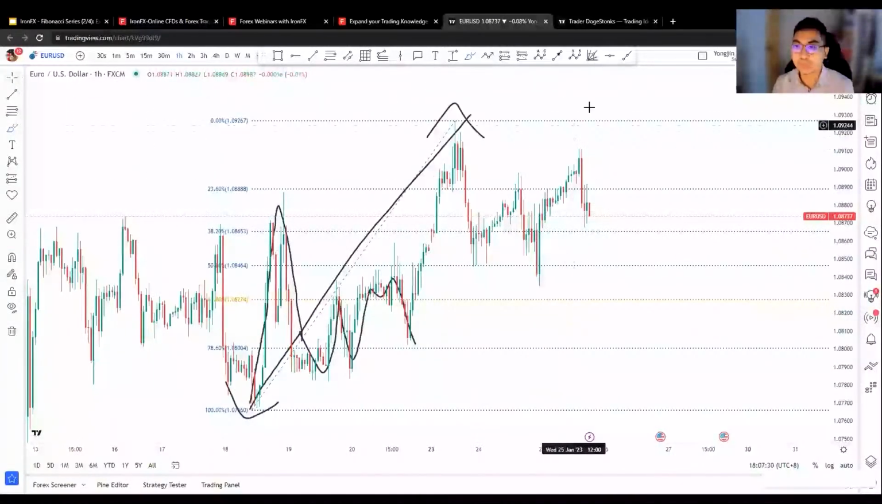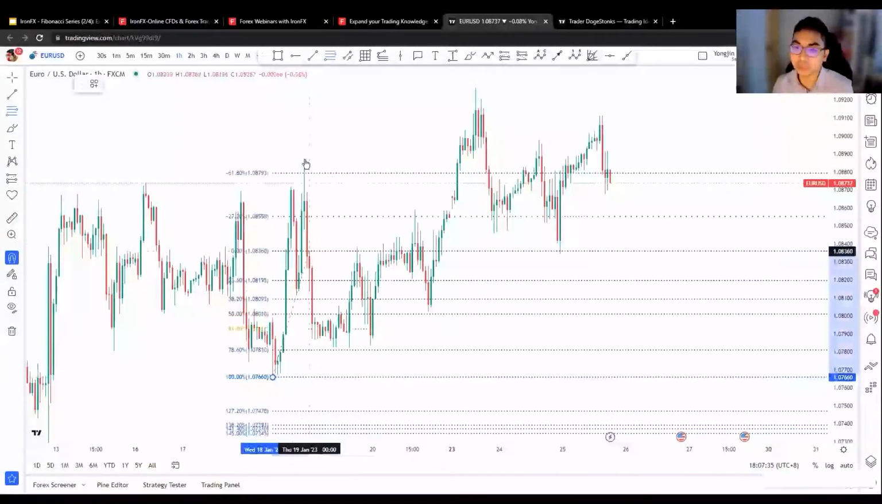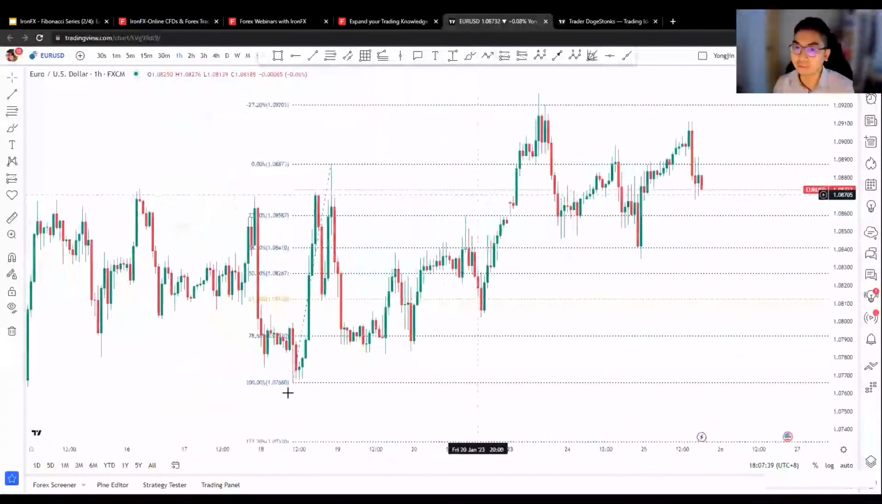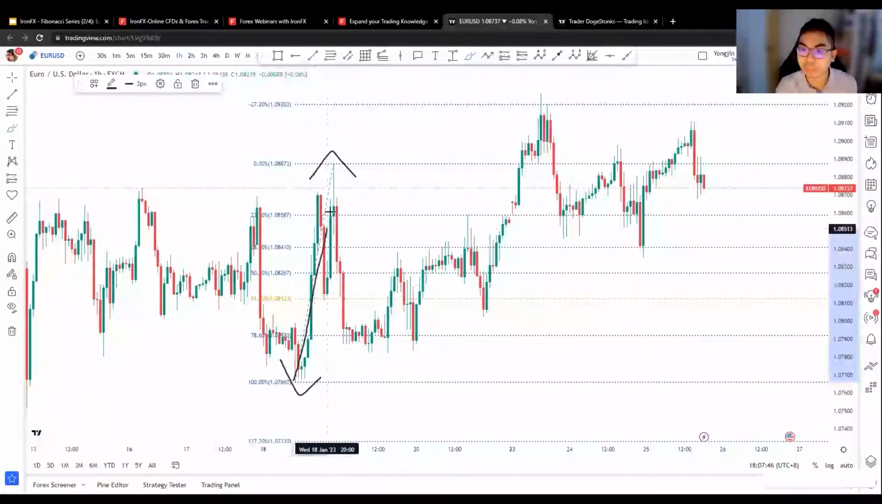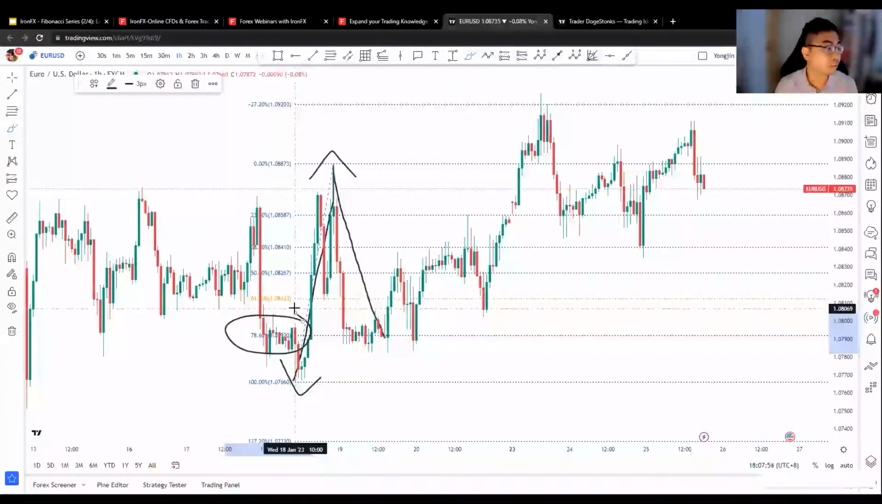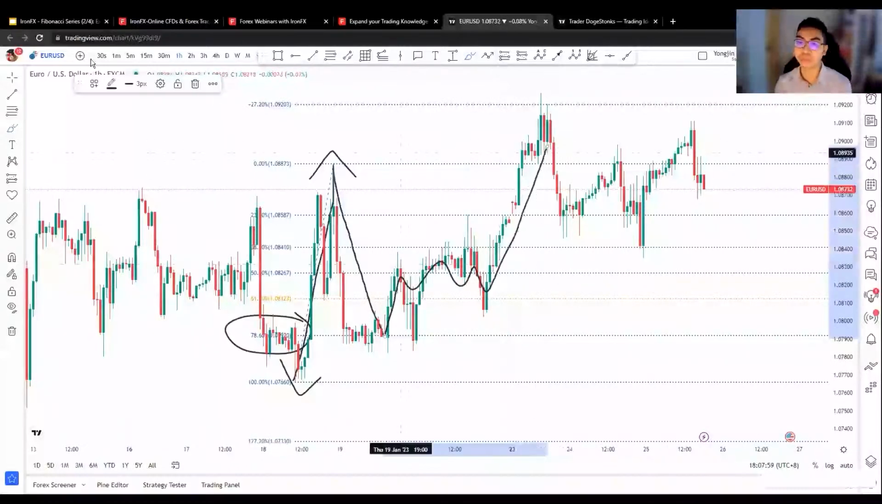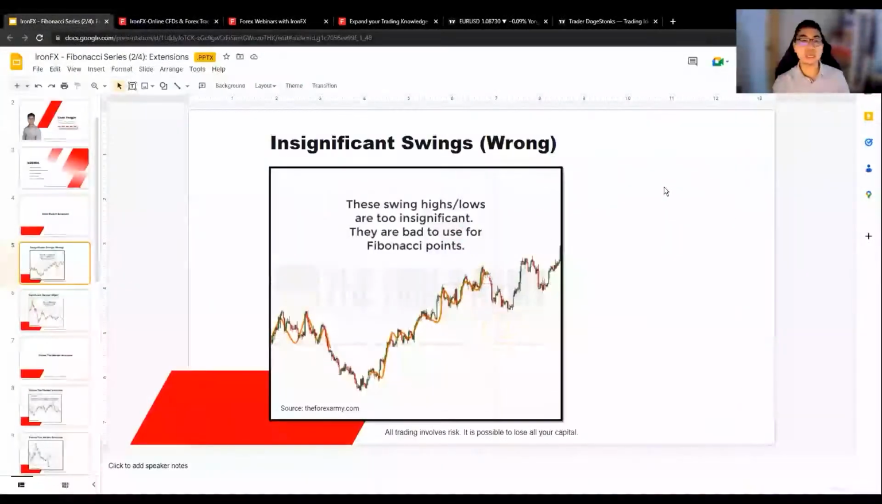What you should be doing is drawing a Fib from the bottom to the top as one single Fibonacci drawing, because price went up, respecting that trend line, came back down, and tapped within the 78.6% Fibonacci line before price continued moving upwards. I'm just showing you the difference between drawing clean and unclean Fibonacci points.